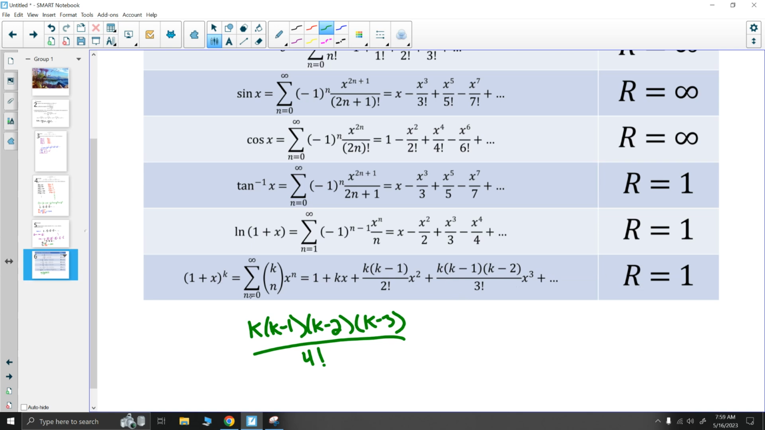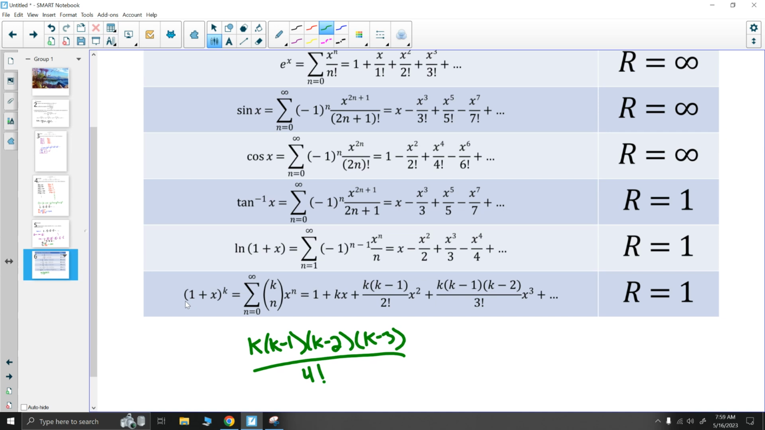But its radius is 1. This is more of a probability concept, so it's binomials. Binomials is a probability thing, and so when you get into a probability class or something like that, you might see this used a lot. So it's worth noting this one's called the binomial series.